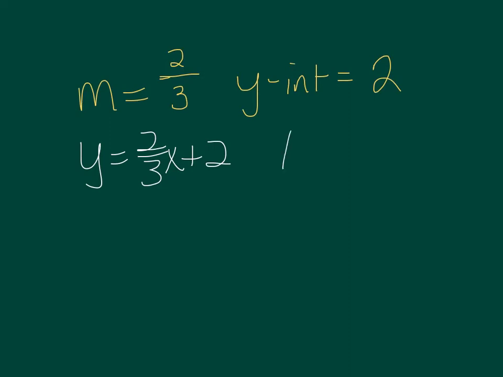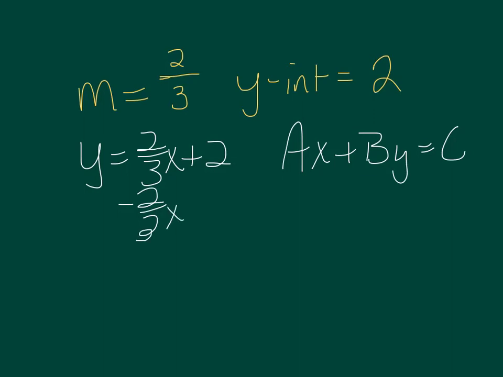I need to move my x over because, again, I want it in standard form. So I'm going to take my 2/3 x and move it over. So we're going to take -2/3 x, and I have -2/3 x plus y equals 2. Now here we have a fraction. This is where we cannot have a fraction in the a term. A can never be a fraction.